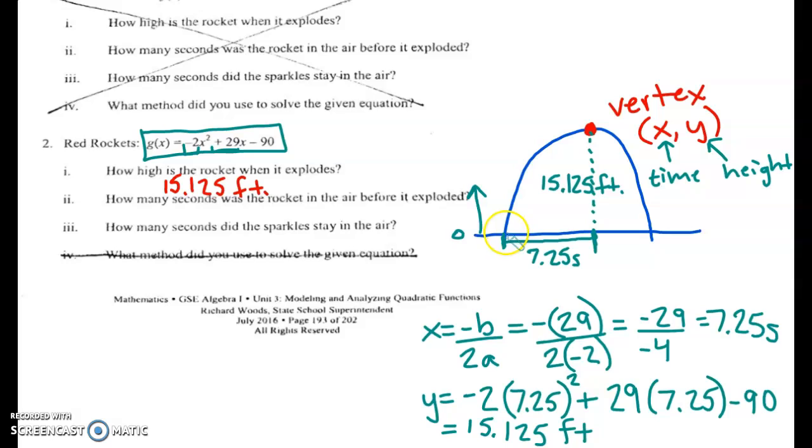Number 2, how many seconds was the rocket in the air before it exploded? That means at time 0, from when it left the ground all the way until it hit the vertex, how long did that take? Well, the x value of that vertex is measured in time. So at time 7.25 seconds, it exploded. So it took 7.25 seconds for it to explode. So it was in the air for a little over 7 seconds.